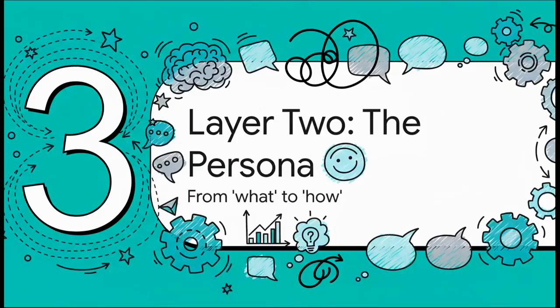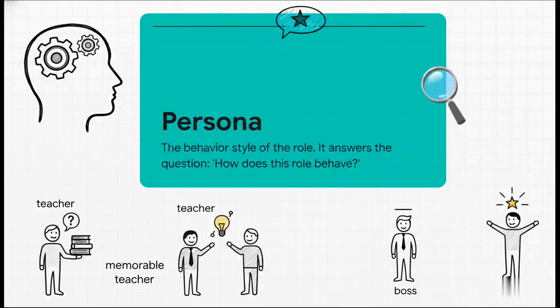Okay, so the AI has its job description. Now comes the really fun part. This is where we give it a personality. We're moving from the what the AI does, to the how it actually does it. Welcome to layer 2, the persona. The persona is just the behavior style, the personality of the role you just gave it. So if the role answers, what is the job? The persona answers, okay, but how does this role behave? It's the difference between just any old boss and a truly great, inspiring boss, right?